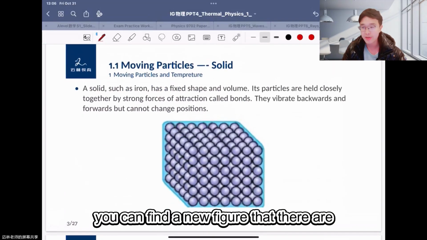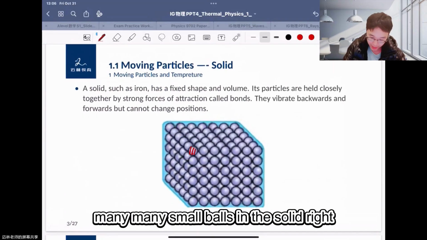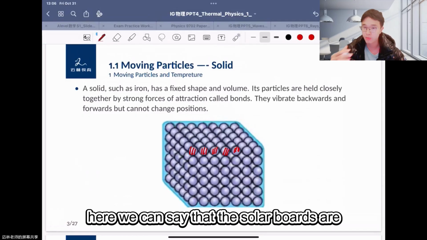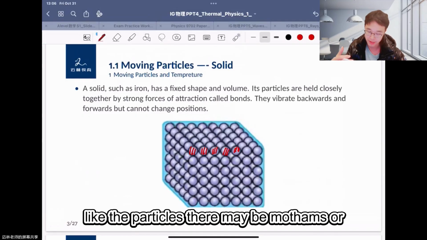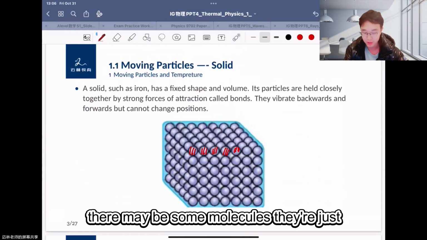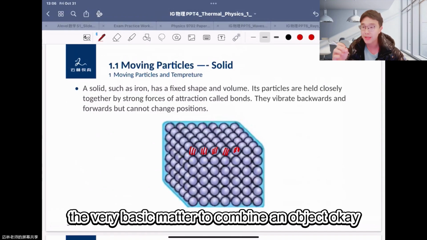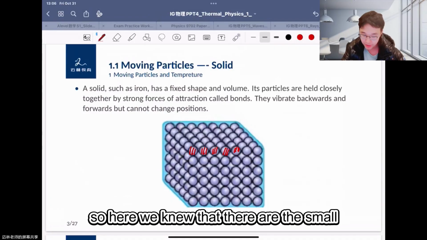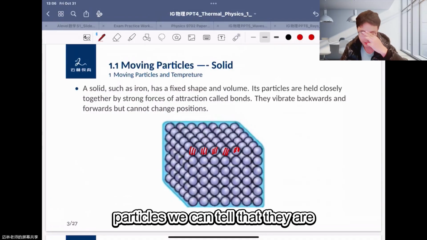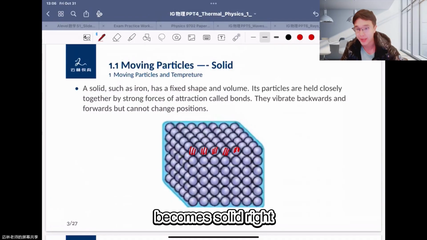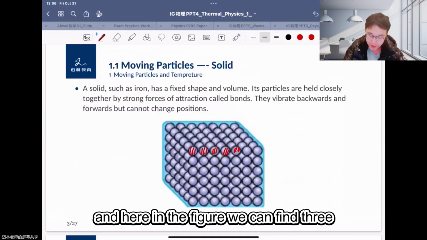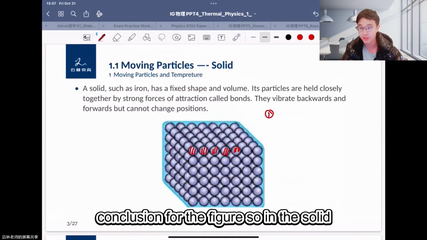Okay, so here you can find in the figure that there are many small balls in the solid, right? Here we can say that the small balls are like the particles. They're maybe atoms or maybe molecules. They're just the very basic method to combine an object. So here we knew that there are the small particles. We can say that they're combined together and becomes a solid, right? And here in the figure, we can find three conclusions.